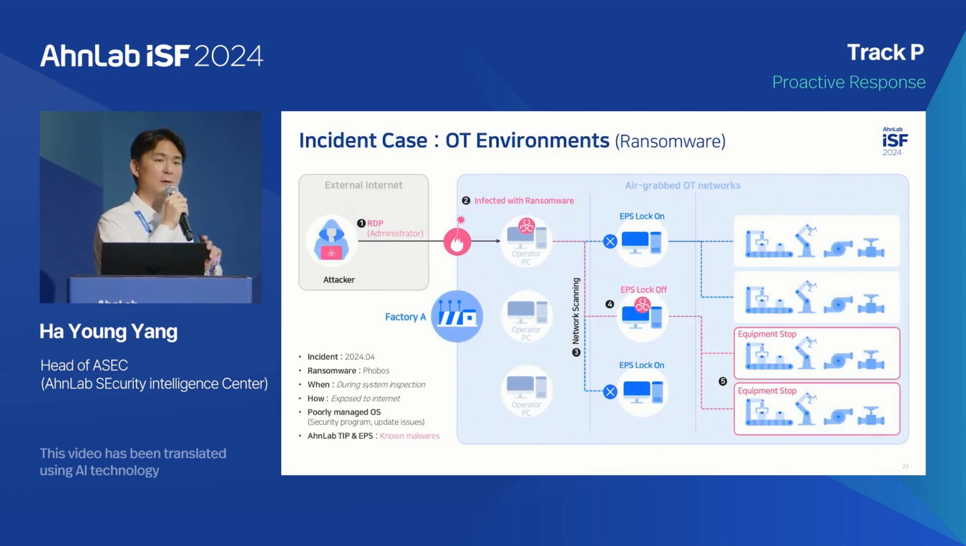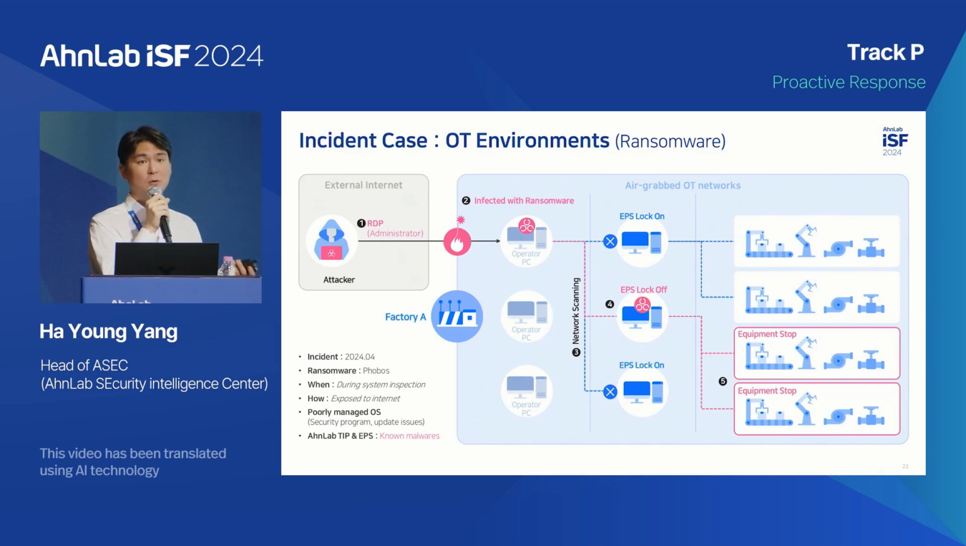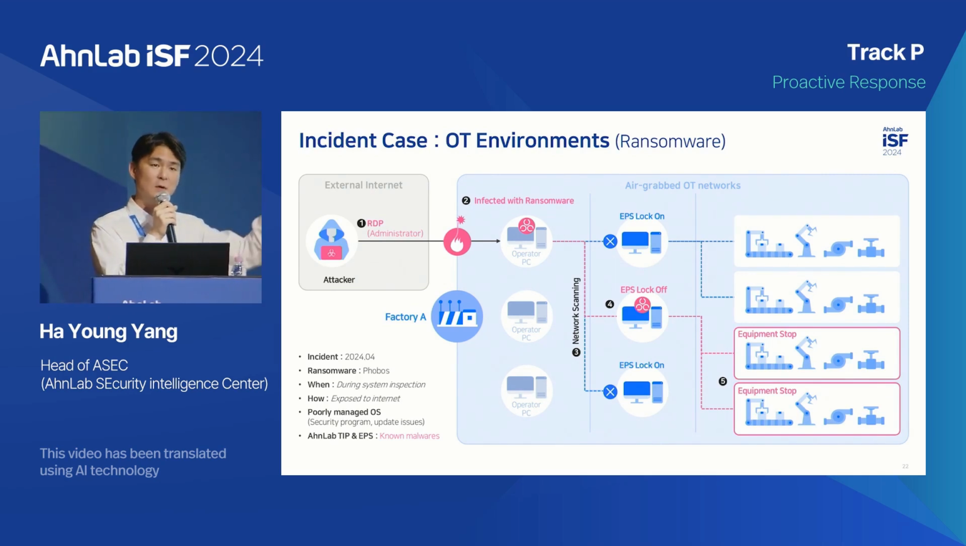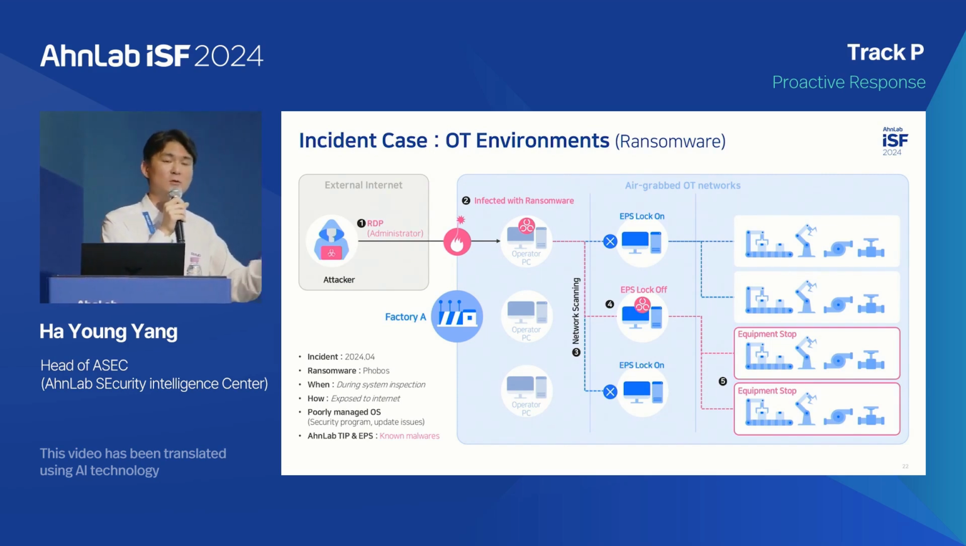Usually, an OT environment is considered a completely closed network, so one might wonder how ransomware got infected. Upon investigation, it turns out that regular security checks are performed. There are tools needed to perform security checks, and to download those tools, you need to connect to the internet. It's just a brief connection. However, in that situation, there was an infection by a type of ransomware called Phobos. The person in charge connected it to a closed internal network, which caused issues.